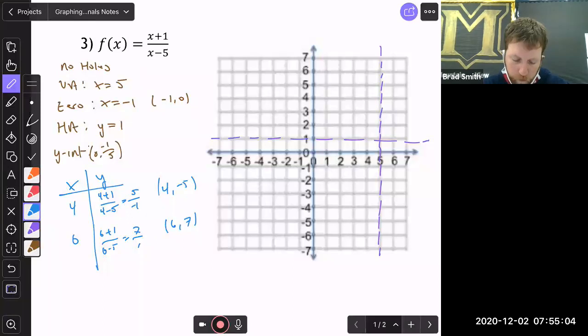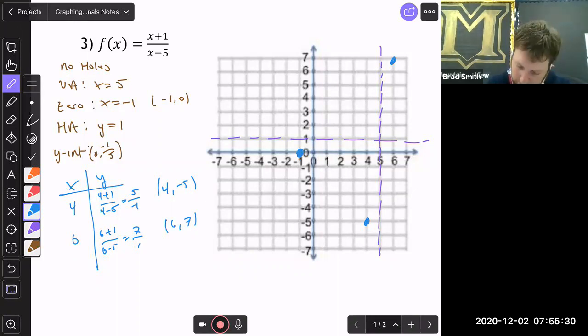Is that right? Double check him. Yeah. So I can go ahead and plot those. So (4, -5) is way down here. (6, 7) is way up here. We're good to go. I know that (-1, 0) is on the graph, right?